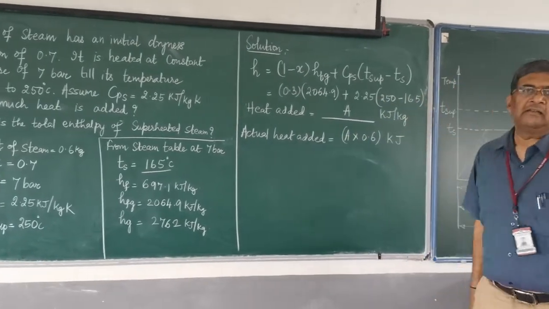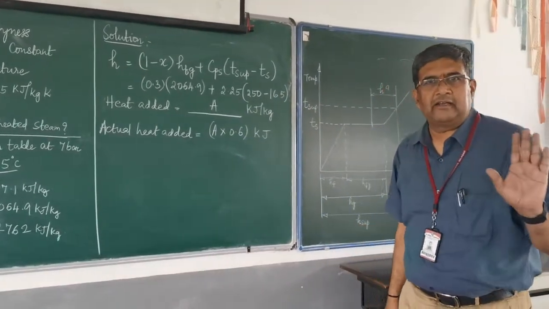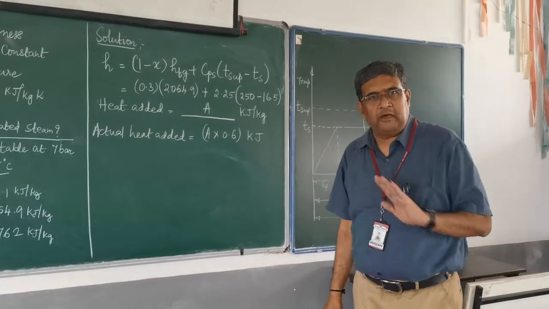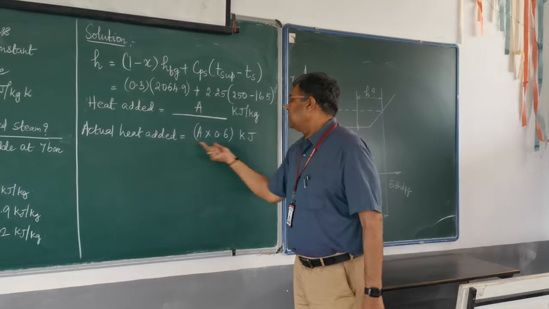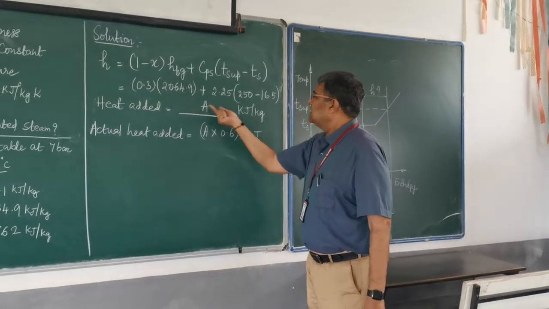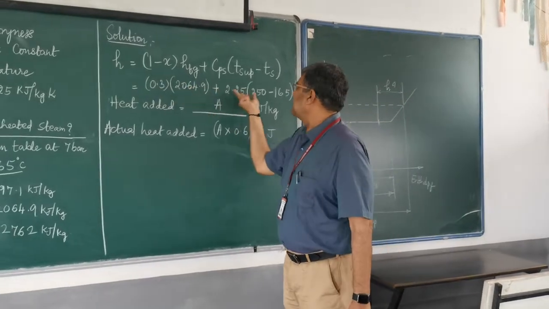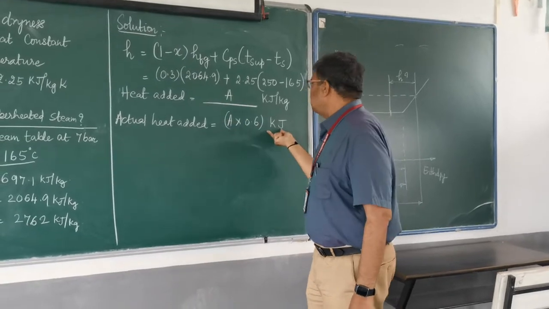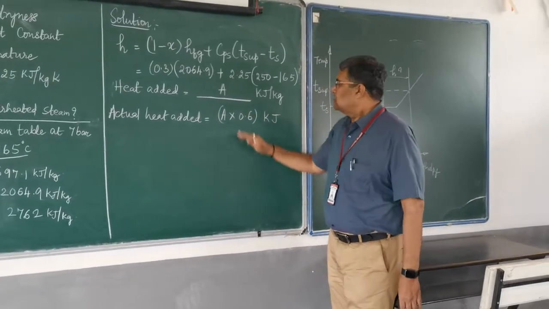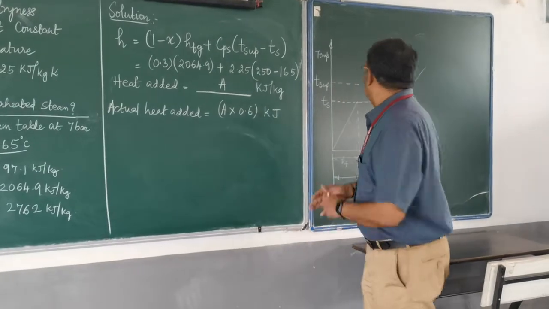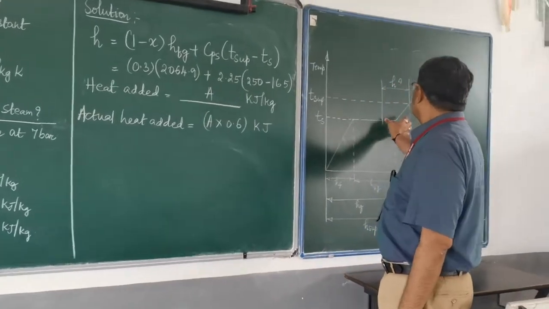Now I will write it as kilojoules only. I will not write it as kilojoules per kg, because it is not per kg. It is for 0.6 kg. So the total heat, the actual heat added, will be this value, whatever I have obtained after getting these, into 0.6, which is in kilojoules. So that will be the answer. That is the amount of heat to be added from here to here.